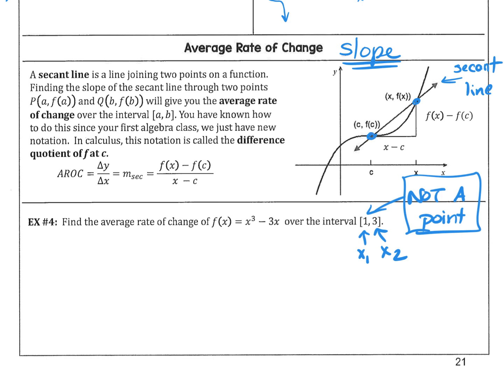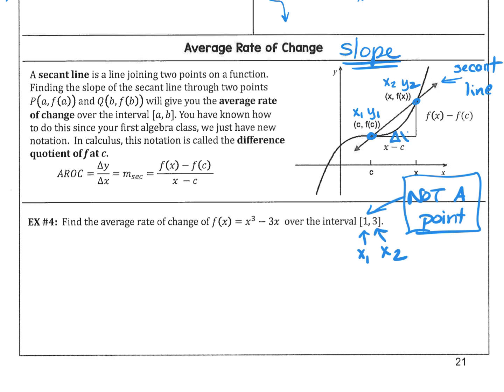Well, the two places where it touches, guess what? This is an x sub 1 and a y sub 1, and this is an x sub 2 and a y sub 2. It is 2 points. If we have 2 points, then we can find the slope of that secant line. That's what the average rate of change is. Anytime we have a line, we can find the slope. So that's what we're doing.